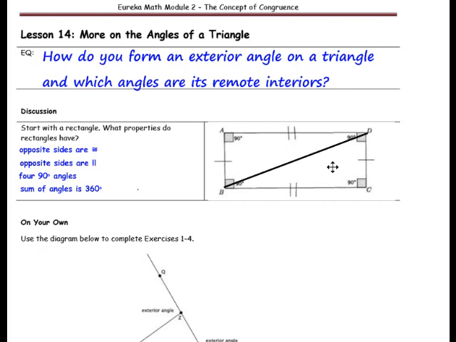Since the diagonal divides the rectangle into 2 congruent triangles, each triangle will have exactly half the total degrees of the rectangle, since 360 divided by 2 is 180. Then each triangle has the sum of angles equal to 180 degrees.